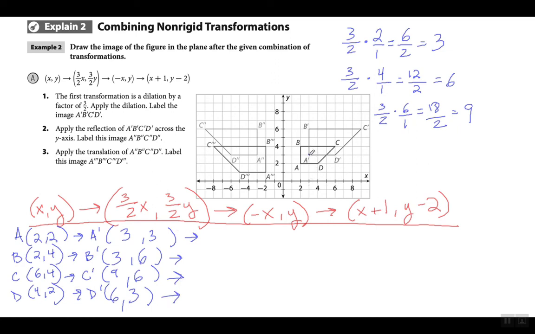A prime is at 3, 3. B prime is at 3, 6, which is right here. C prime is at 9, 6, which is right here. And D prime is at 6, 3.